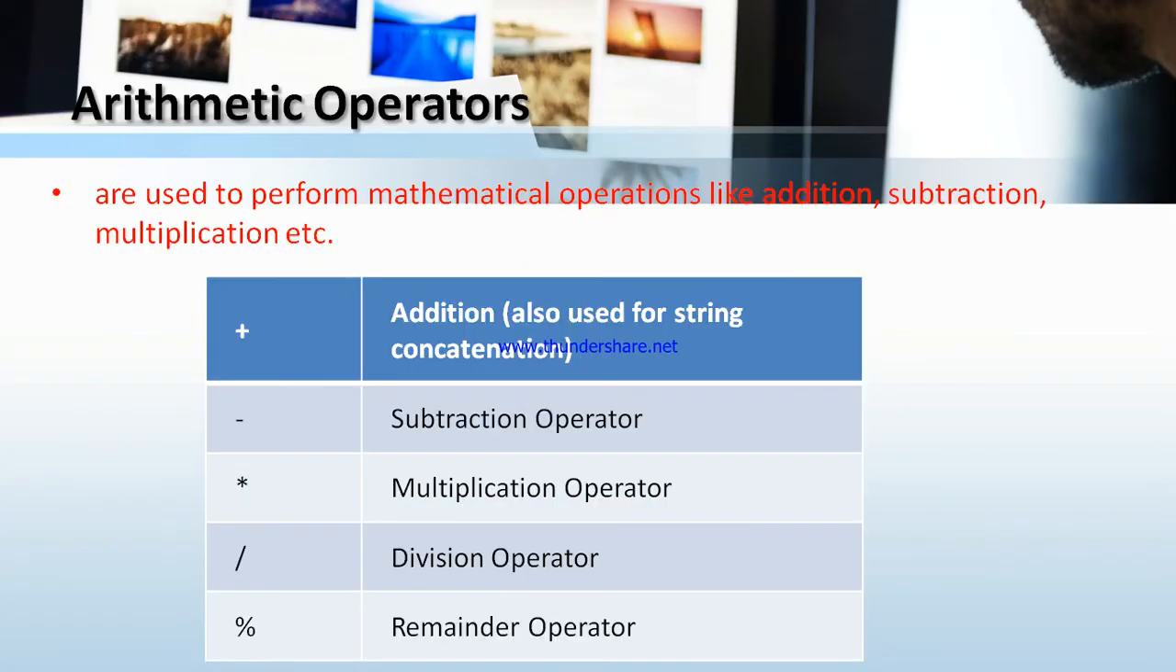Next, arithmetic operators are very fundamental and important in Java programming, where they are used to perform mathematical operations like addition, subtraction, multiplication, etc. These are symbols you can use, similar to the C programming language. Plus for addition, or also used for string concatenation, combining strings. Then minus for subtraction, asterisk for multiplication, slash for division, and at last percent for the remainder operator.